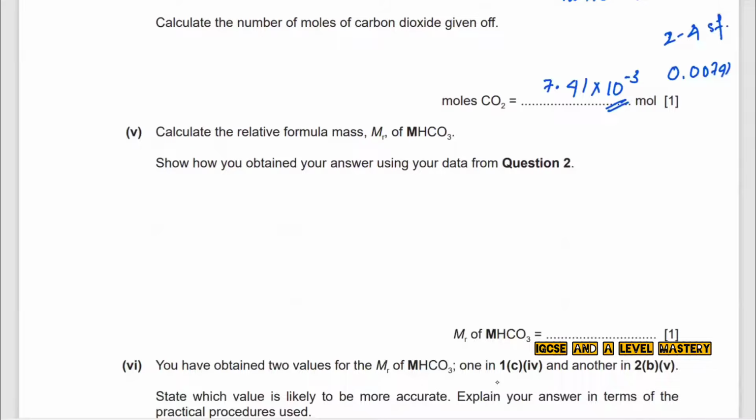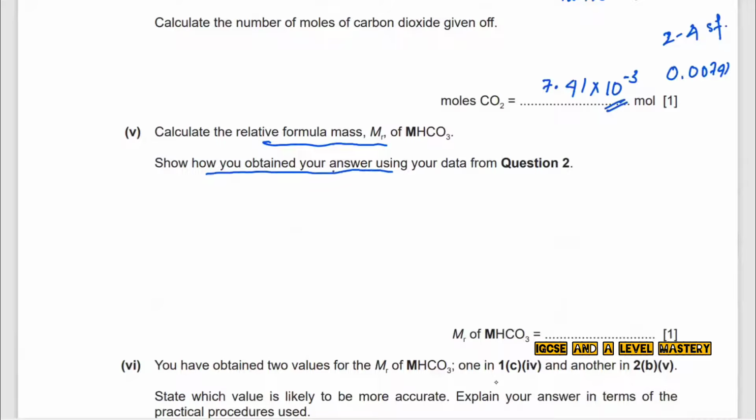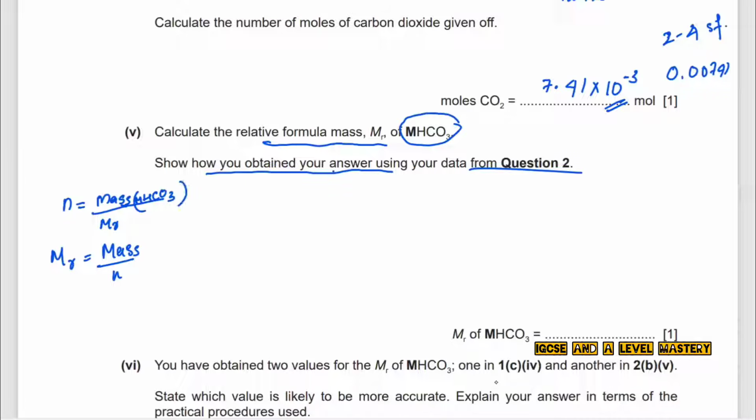Now, the next question is to calculate the relative formula mass MR of metal hydrogen carbonate. Show how you obtain your answers using your data from question 2. So for this, we know that number of moles is equal to mass by MR. And we are asked to find MR. So MR will be mass by number of moles. We are asked to calculate it for MHCO3. So the mass of MHCO3 is to be taken and the number of moles of MHCO3 is to be known for calculating MR.